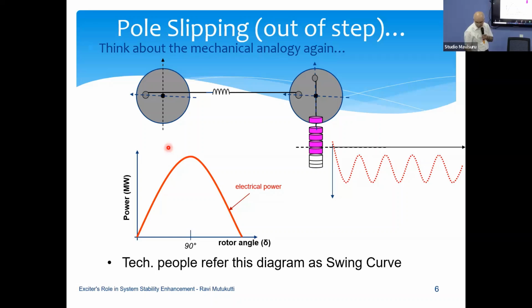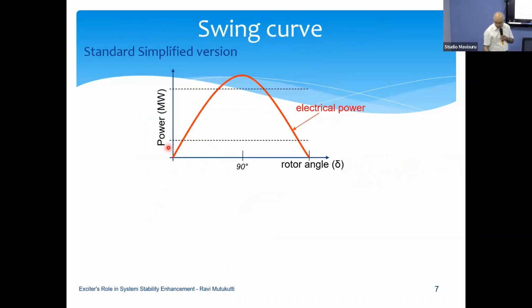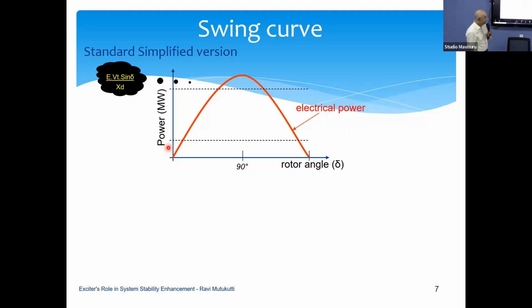If you remember your university or college notes, you may remember this curve is called the swing curve. The equation for this swing curve is P = E·VT·sin(delta)/XD, where E is the generator voltage, VT is the terminal voltage outside the generator, which is the grid voltage, sin delta is the angle that I was talking about, and XD is the impedance between your rotor and the external world.